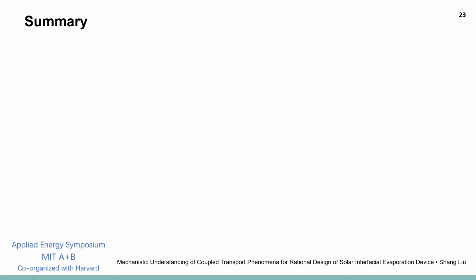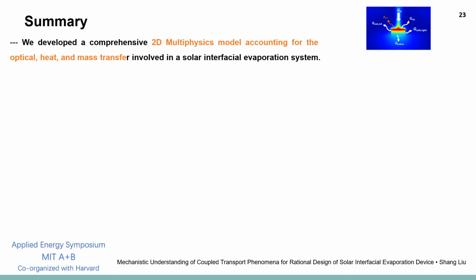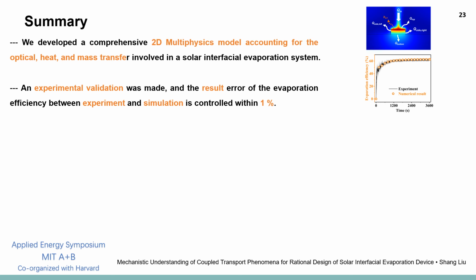Last, we make a summary of our presentation. Firstly, we developed a comprehensive 2D multiphysics model accounting for the optical, heat, and mass transfer involved in a solar interfacial evaporation system. And then experimental validation was made, and the error of the evaporation efficiency between the experiment and the simulation is controlled within 1%.